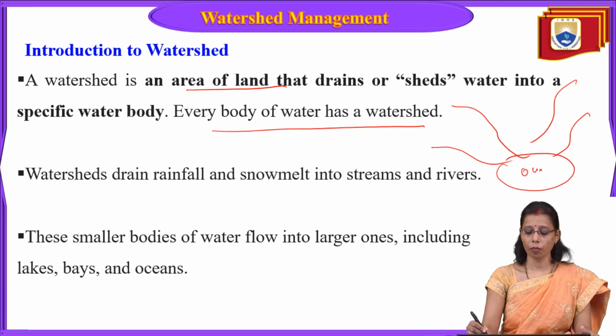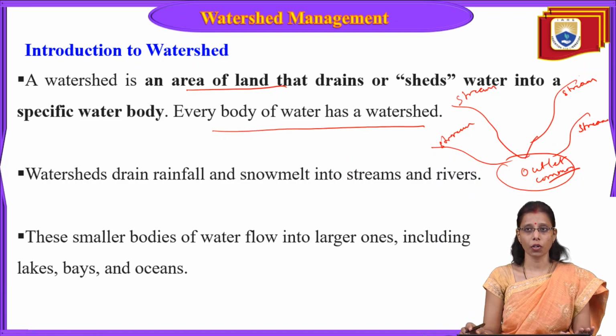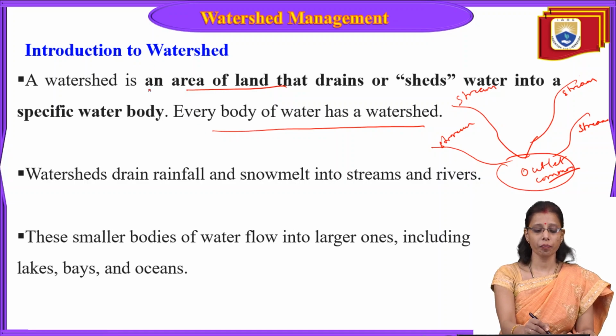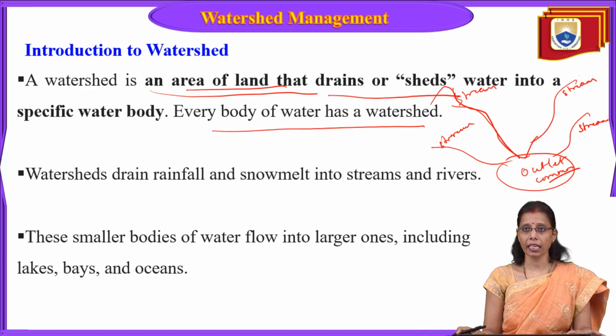and it is collected at a common outlet. This is the common outlet. This is one stream, and these are the different streams which will go and fall into a single outlet. So a watershed is an area of land that drains or sheds. Drain means it starts from here; suppose here is the slope, it starts from here and goes to a plain area. Wherever the water is collected, that entire area is called a watershed.